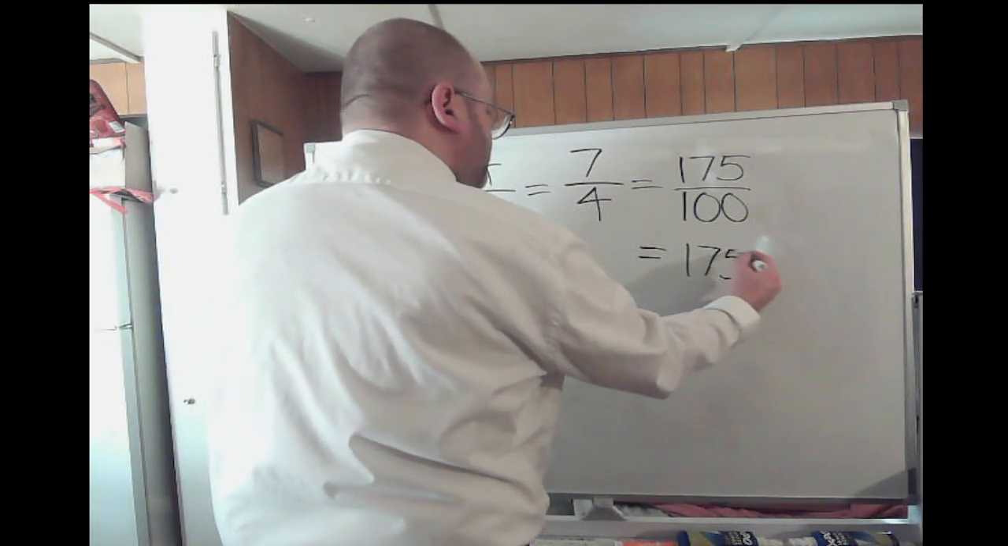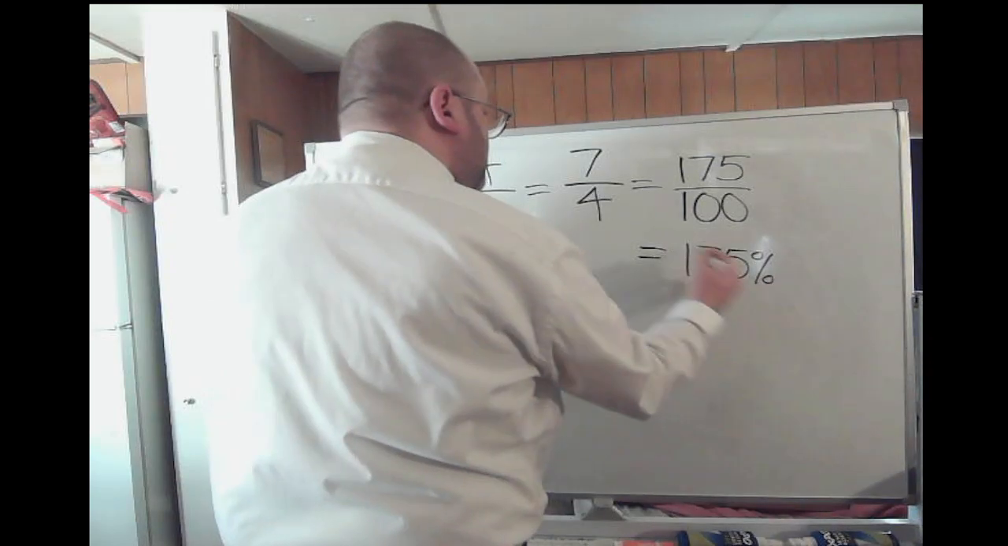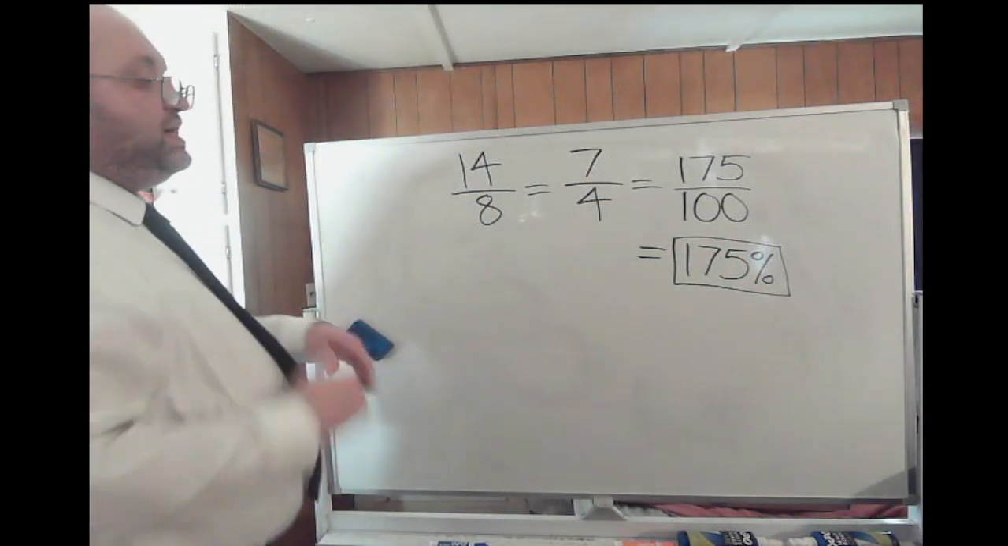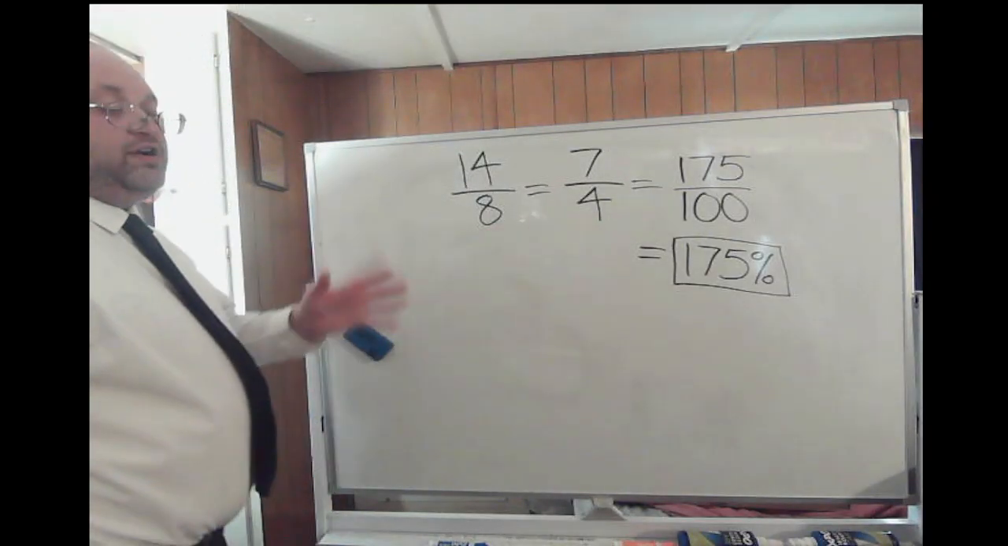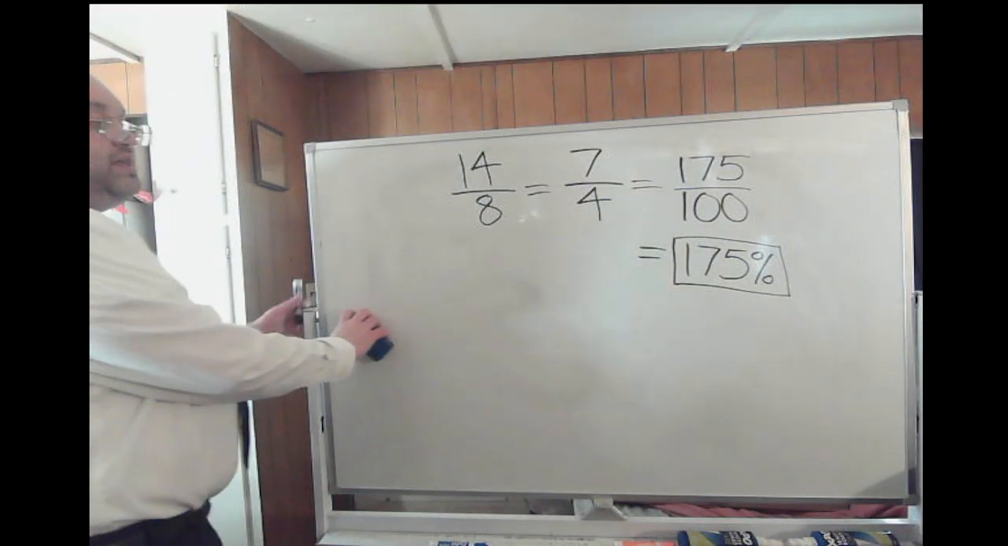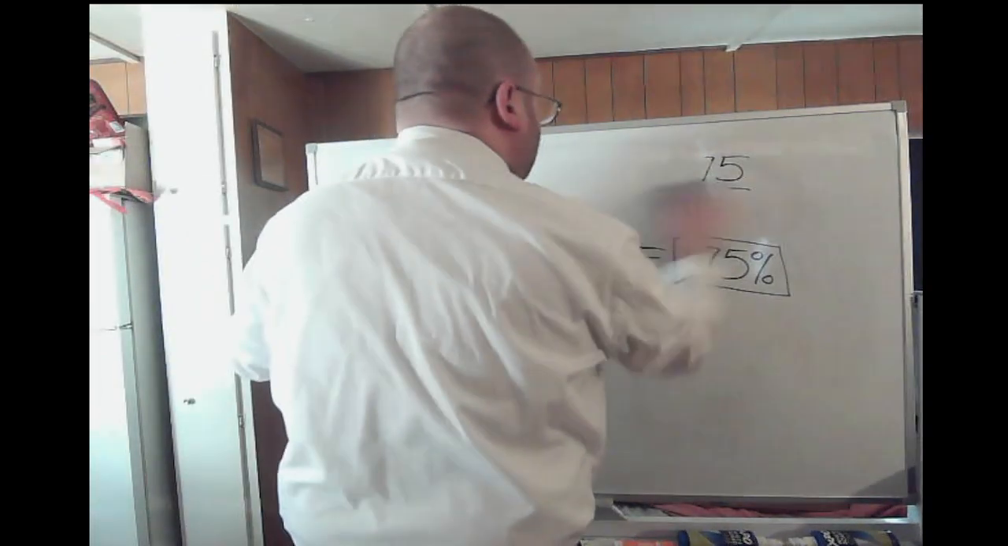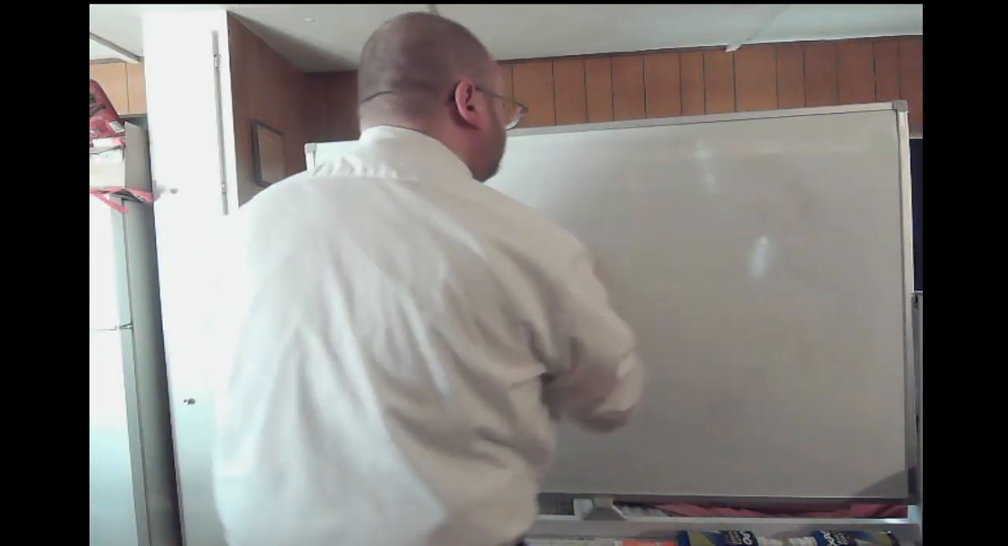So the numerator is your percent. You would have 175%. So look for ways to try to convert the denominator into 100 again. That's always your best bet. Sometimes it's easier in dealing with the decimal form of it.